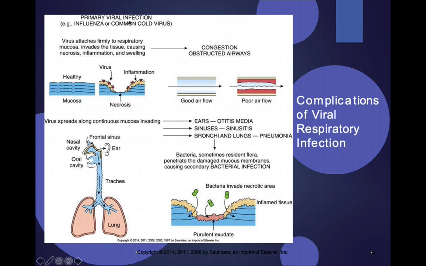So here is a primary viral infection, and we can look at either the common cold or influenza. The virus is going to attach firmly to the respiratory mucosa. So here's a healthy respiratory mucosa. Now we have a virus that invades. You can see it sticking to the mucosal membrane. It can cause necrosis. It can cause swelling and inflammation. There you go, from a healthy mucosa with good airflow, now in this case, due to the inflammation, you have congestion or poor airflow.